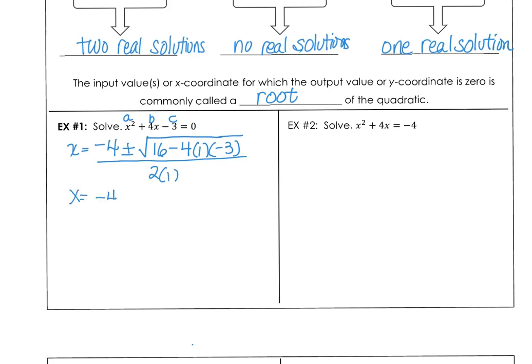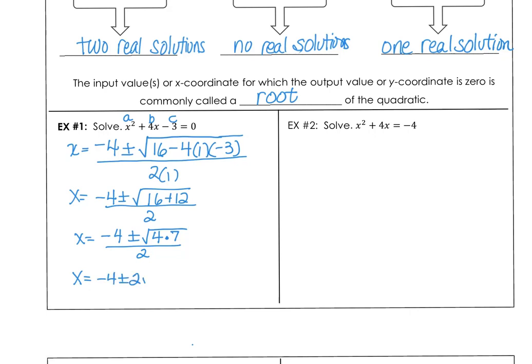Simplifying, we've got negative 4 plus or minus the square root of 16 plus 12, divided by 2. And 16 plus 12 is 28, and I'm going to rewrite 28 so that I can see 4 times 7, since 4 is a perfect square.